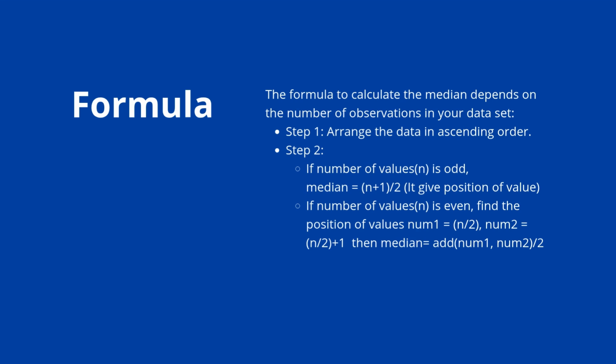First, we arrange the dataset in ascending order. If the number of values is odd, we find the position of the value by (n + 1) divided by 2. If the number of values is even, we have two positions: the first is n divided by 2, and the other is n divided by 2 plus 1. Then we add these two values and divide by 2, which gives us the average. So this is the simple formula to calculate the median.